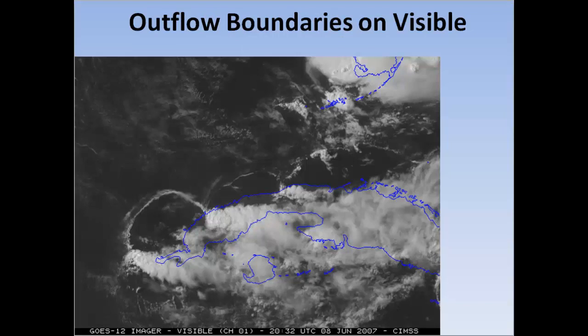Earlier we talked about seeing outflow boundaries on radar. You can also see them on satellite. This is a visible satellite picture from the Caribbean and Gulf of Mexico. Here's Cuba, and here are the Florida Keys, the Straits of Florida right here. Each one of these little loops here on the satellite picture is an outflow boundary from thunderstorms that are ongoing here in Cuba.